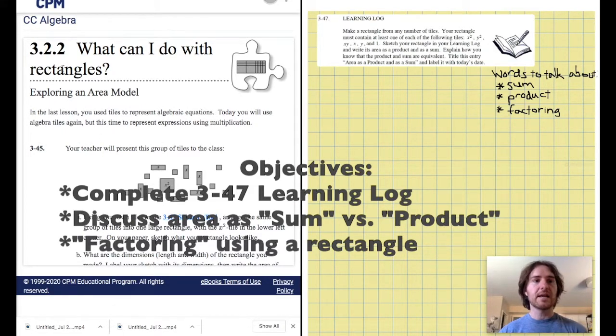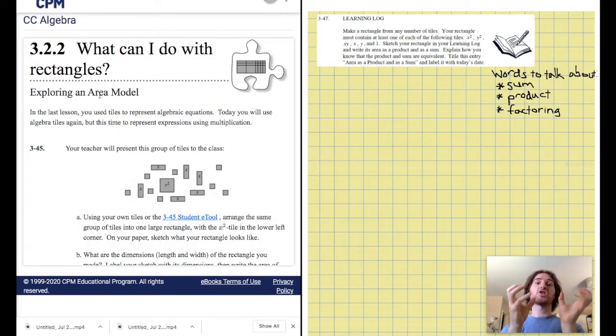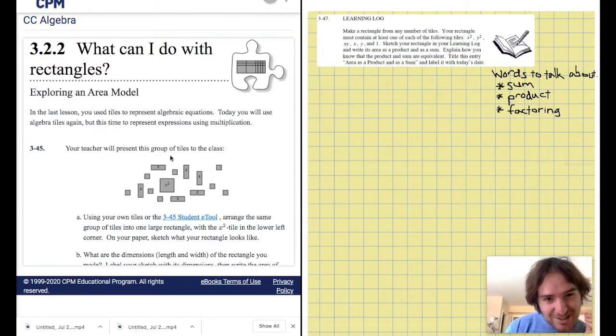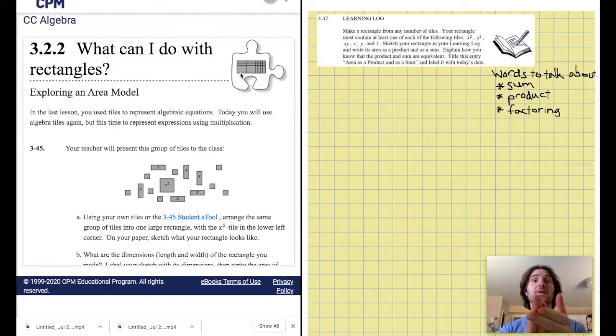So what you did in section 3.2.2 was you explored something called an area model. The idea is that through our tiles and through our algebraic expressions, if you're able to take a jumbled pile of algebra terms and create a rectangle out of it, there are actually two different ways you can name that collection of tiles, that collection of algebra terms in that expression.